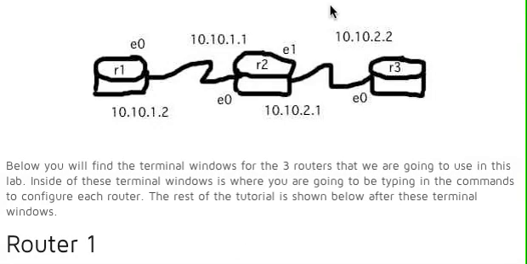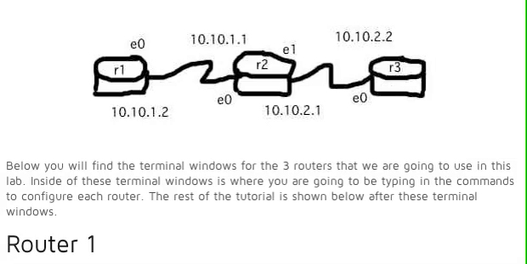Since we're going to be learning about static routes, this is the topology that we're going to be using. We have three routers, and they each have a certain IP address on each of their interfaces. So we're going to set up these IP addresses first, and then we're going to learn what we need to do to set up static routes so that we can connect all three of them together and be able to ping from router 1 all the way to router 3.